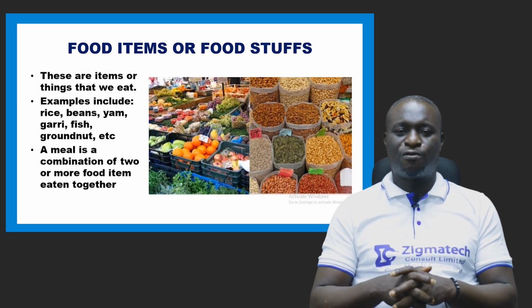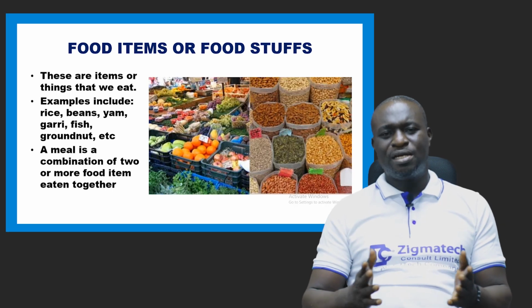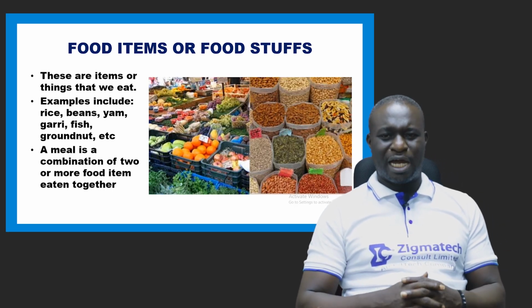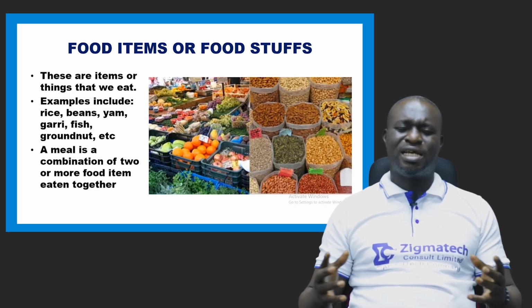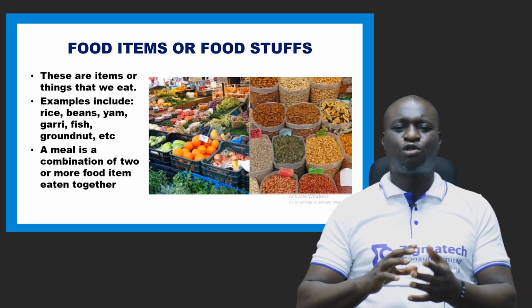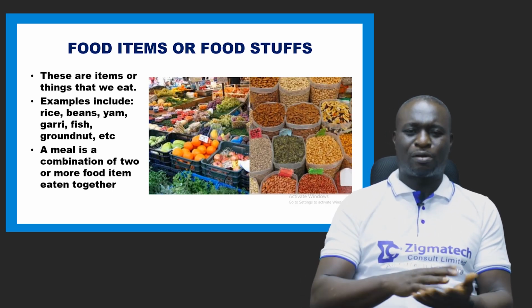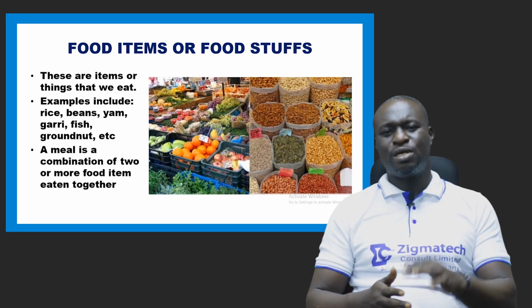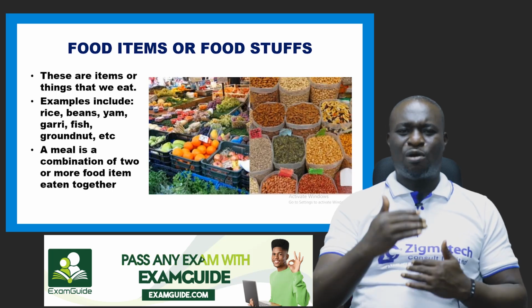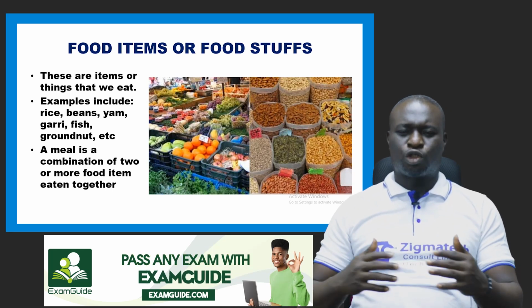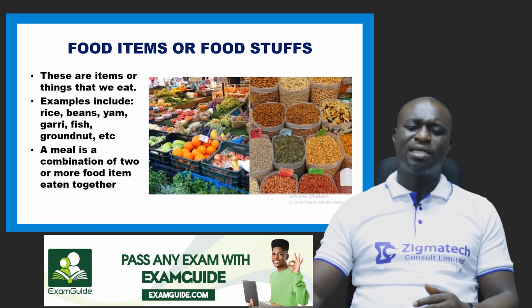Examples of food stuff or food items, we have the rice, we have the yam, we have the beans, we have the fish, we have the gari, we have the groundnuts, we have so many others. Now, a meal is a combination of two or more food items eaten together. So when I combine my rice with the beans and I put fish or meat on it, that is what we call a meal. So the combination of food items is referred to as a meal.